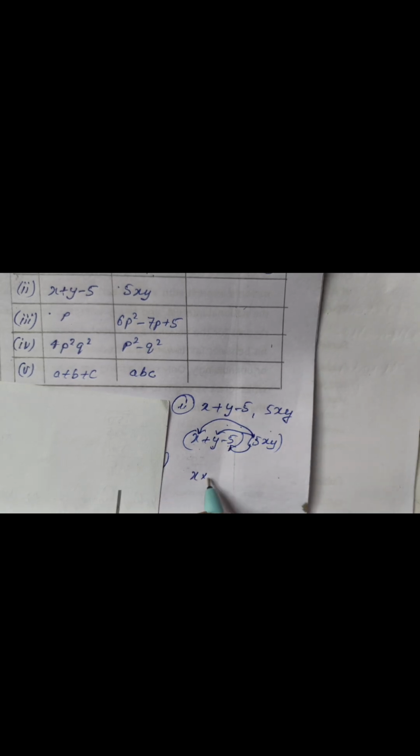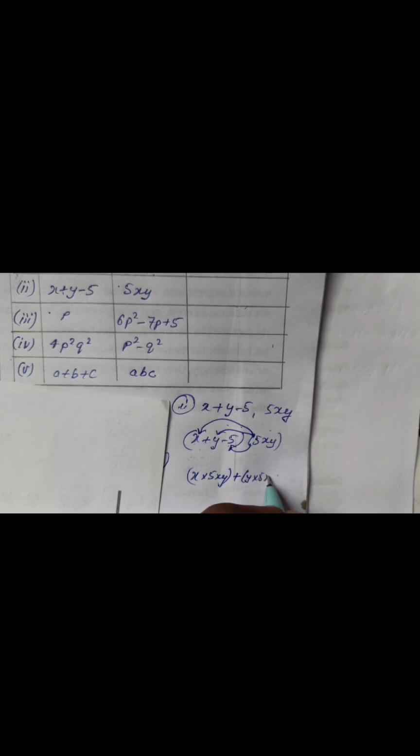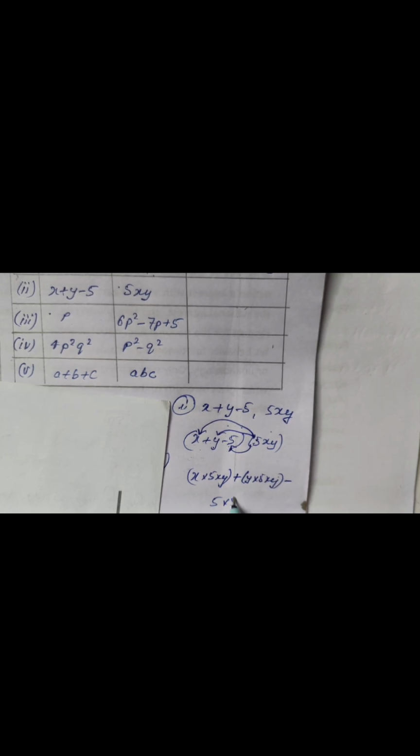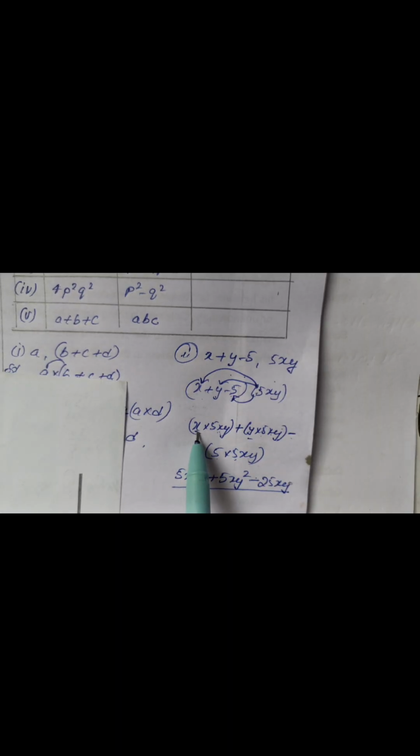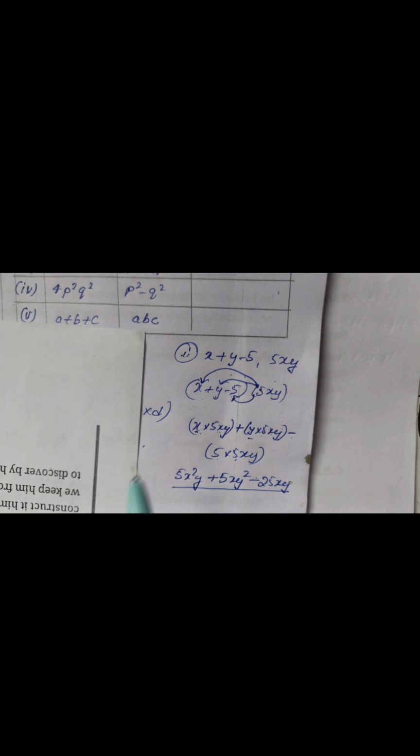So that is x into 5xy, plus as it is, y into 5xy, minus, here minus is there, plus into minus is minus, we can write 5 into 5xy. So when we multiply, 5xy into x is 5x square y. y into 5xy is 5xy square. 5 into 5 is 25, minus as it is, x into y is xy.